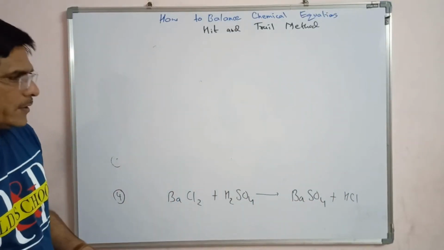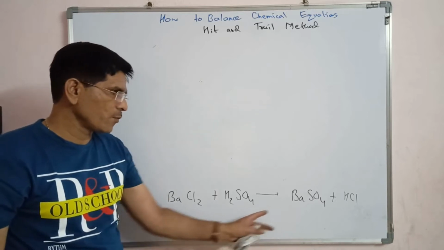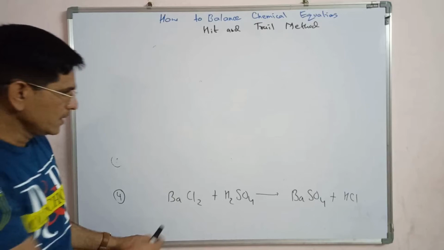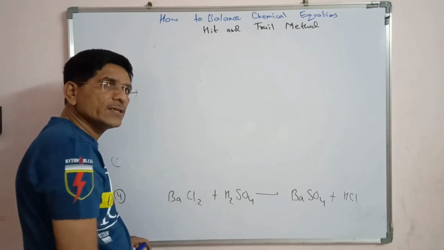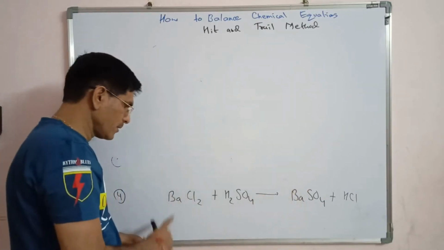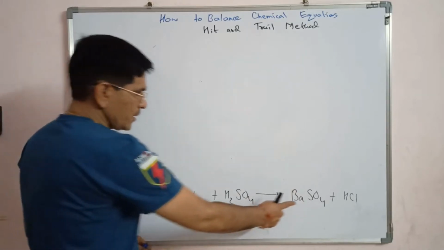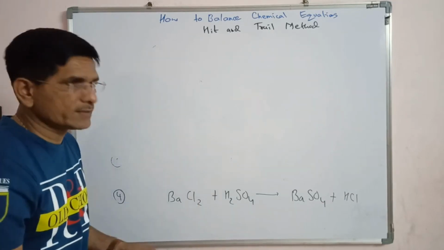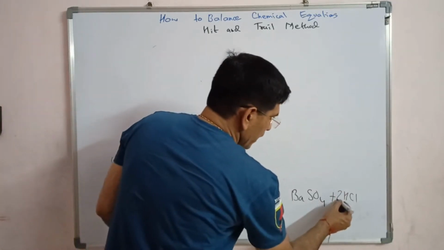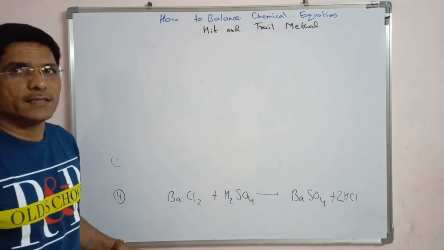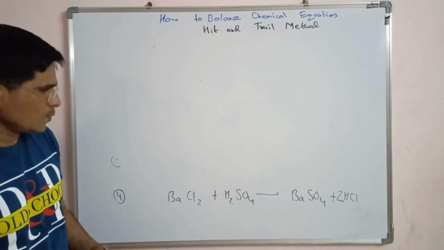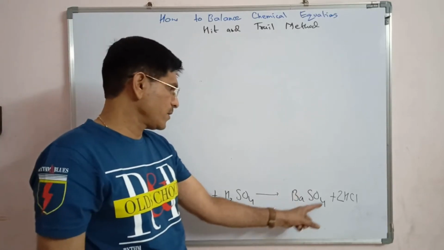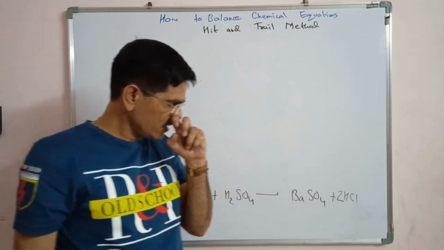Fourth: barium chloride plus H2SO4 gives barium sulfate plus HCl. Now, if you see properly, how easy it is: chlorine is twice, hydrogen is twice. All others are single elements. Barium, sulfate, sulfate; only hydrogen and chlorine are twice. So I just have to multiply by 2. It is easy. Now, if you see, barium is 1, chlorine is 2, hydrogen is 2, sulfate is 1. On the other side, barium is 1, sulfate is 1, and hydrogen chloride is twice.